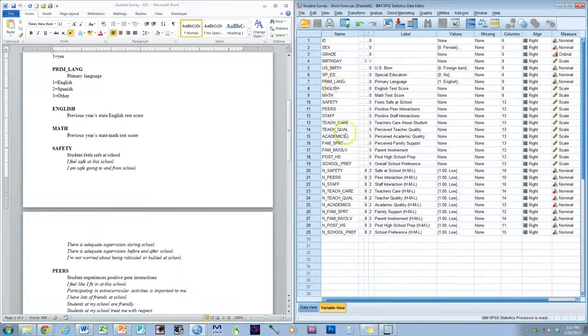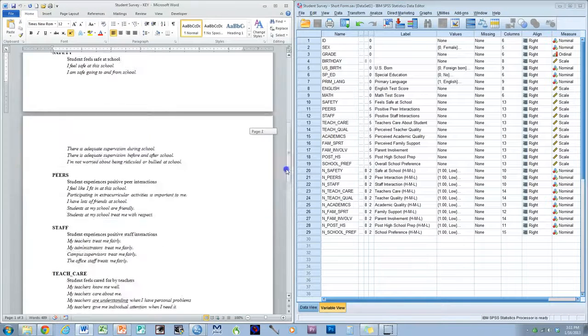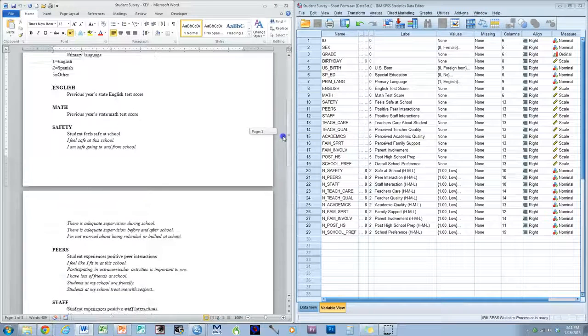Then down here we have English, which is an English state test score from last year. So you'll find this for all the grades except 9th grade because they were in a different school last year, because they test at the end of the year. Same thing for math. And then we have a lot of these psychological variables.